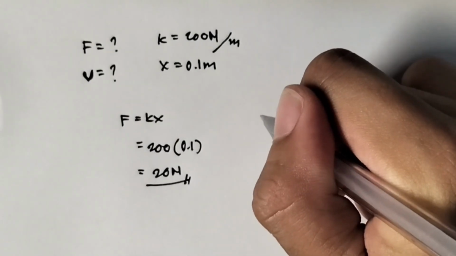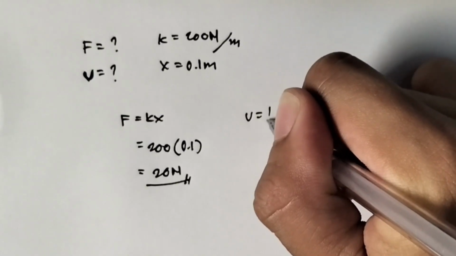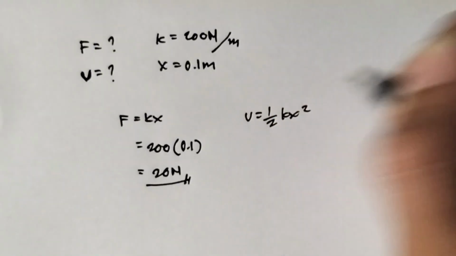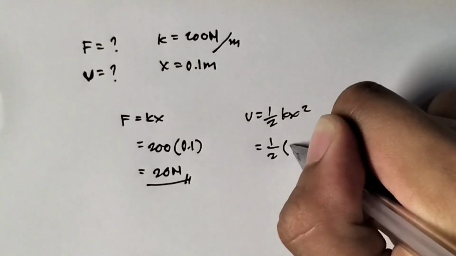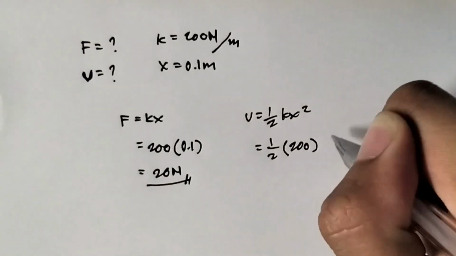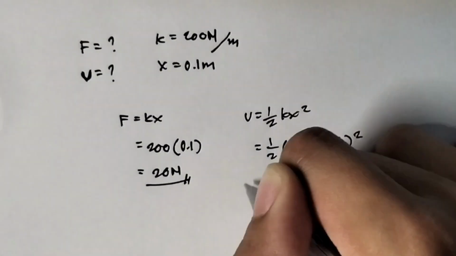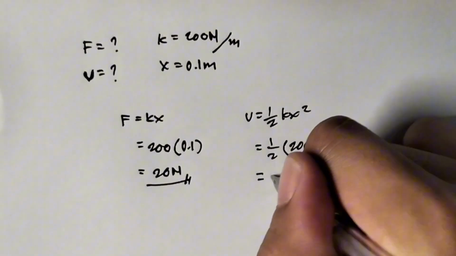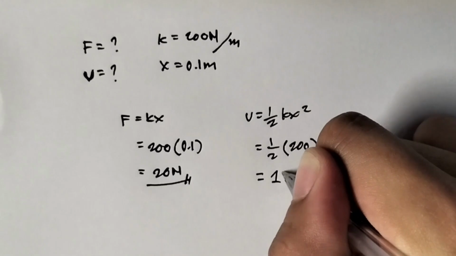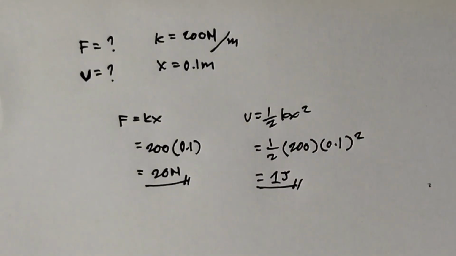Next, pangitaon na nato ang stored energy niya using the energy formula. So U equals 1/2 kx squared. So naa na naman tayo mga given. K kay pila? 200. Dayon ang x kay 0.1. Then squared. So calculate. So nigawas 1. Ang unit sa energy, joule. So nakuha nato ang iyang force ug ang iyang stored energy.